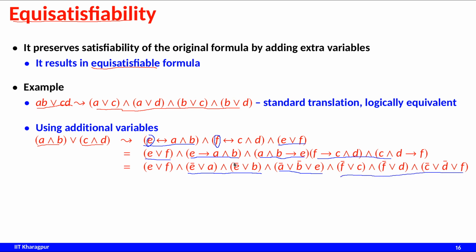Now if you look at the last line, this is the CNF form that we can express. So here we have more variables, but what we can claim is that whenever this is satisfiable, this will also be satisfiable. And if this is satisfiable, then I can choose E and F in such a way that this is also satisfiable.